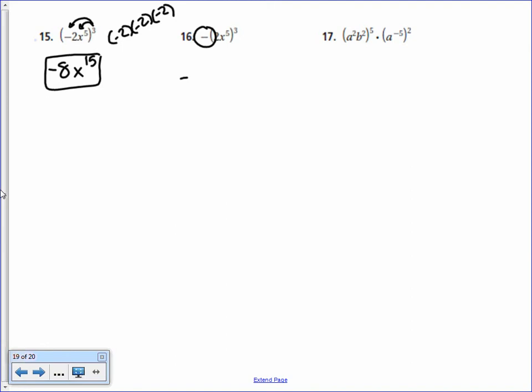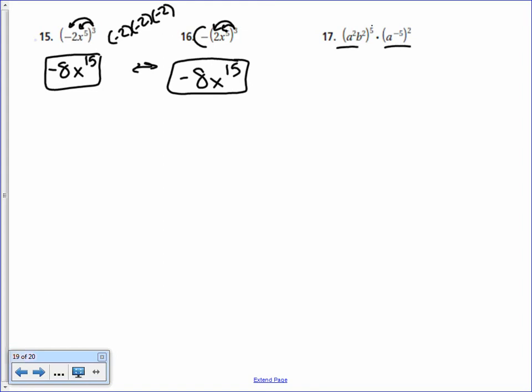And then distribute the exponent through. So 2 to the third will give me an 8, and x to the fifth to the third will give me an x to the 15th. So notice how 15 and 16, they look a lot alike, but just that negative can make it different. And actually, even in this case, they give you the same answer. But that has all to do with the exponents, so just be careful.